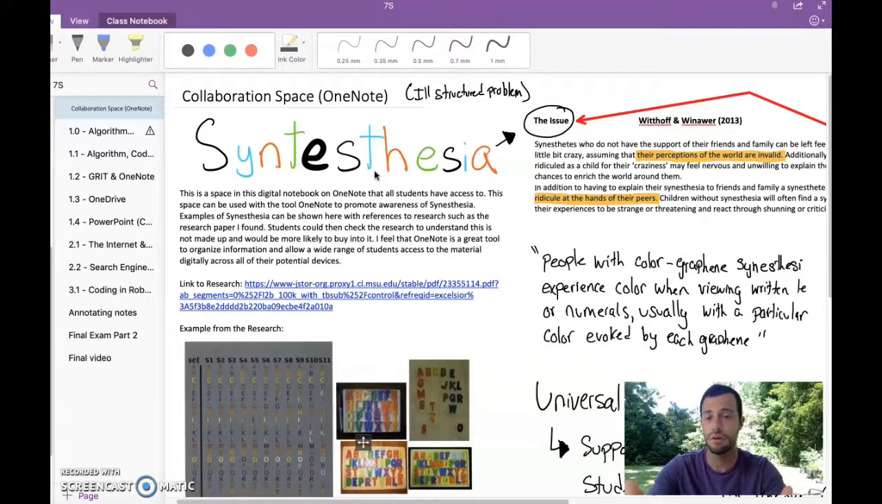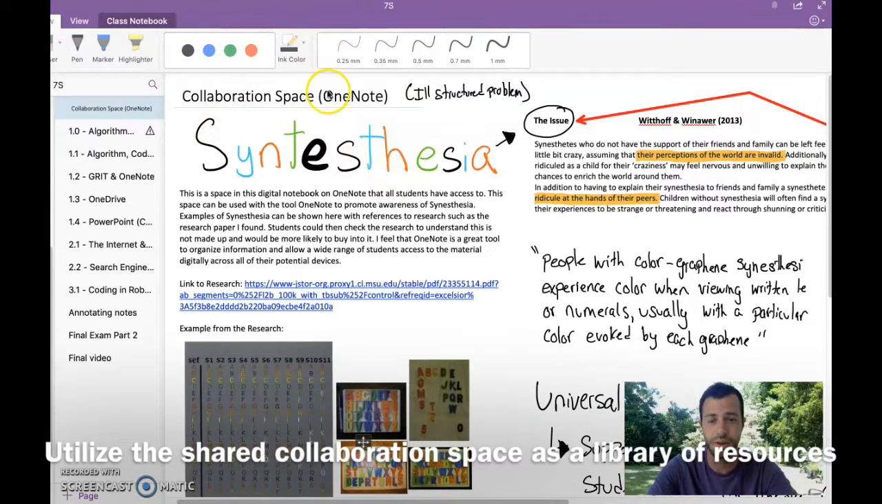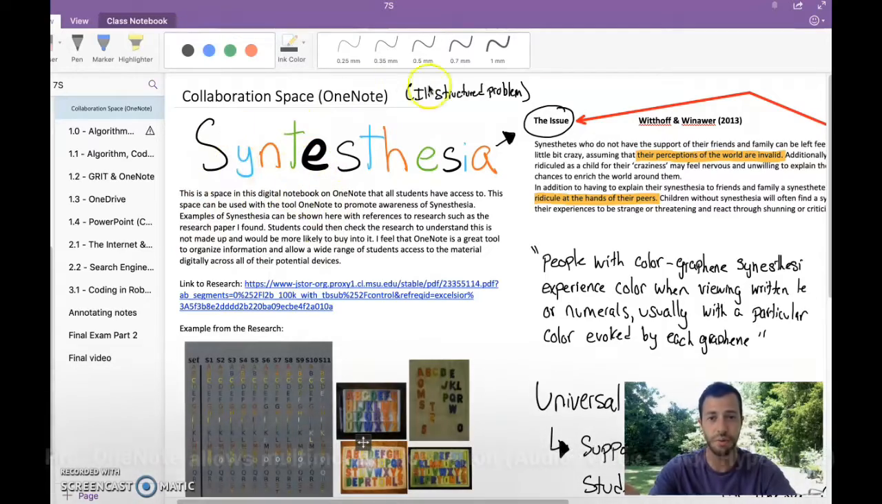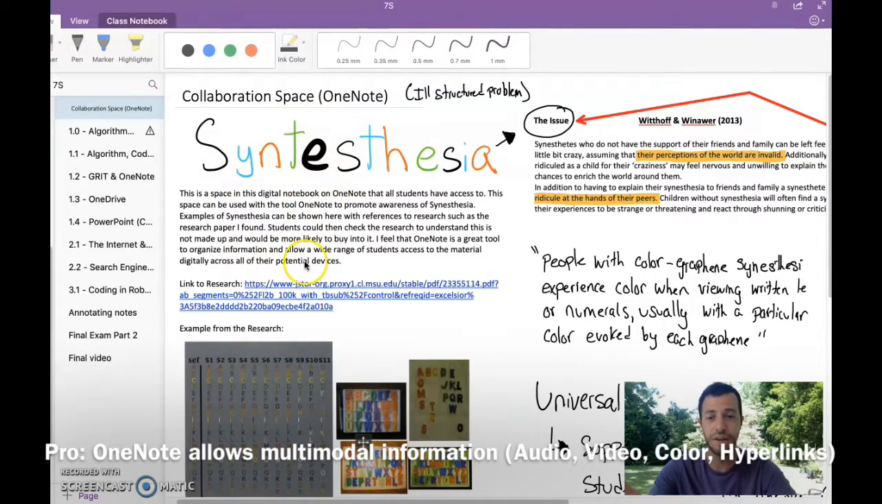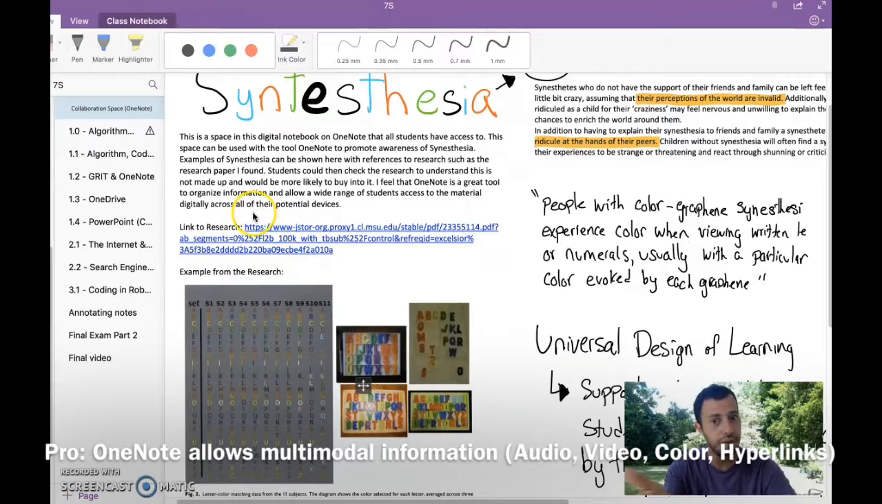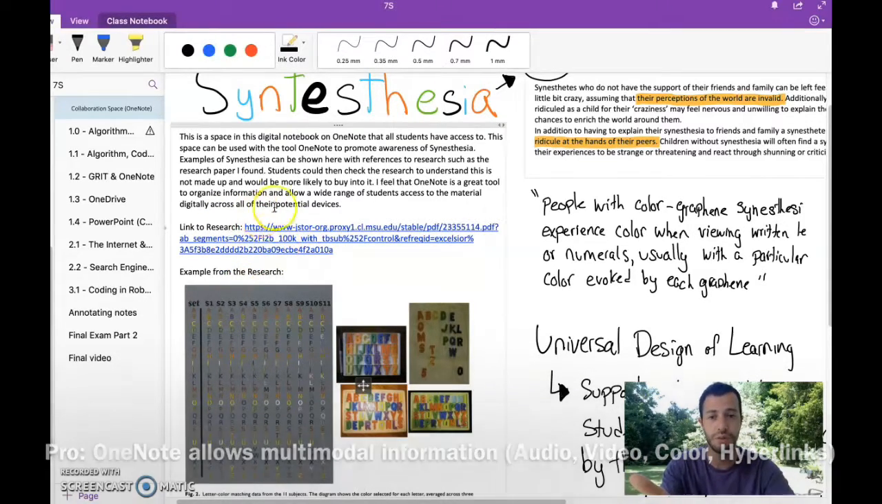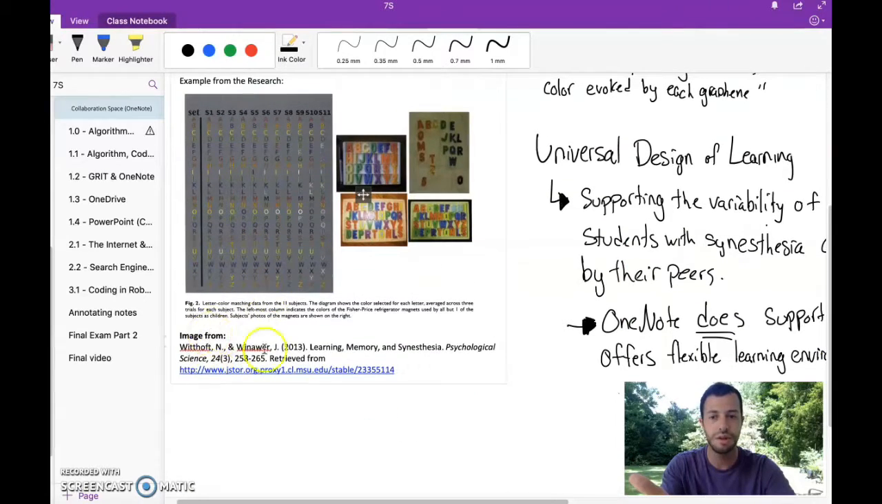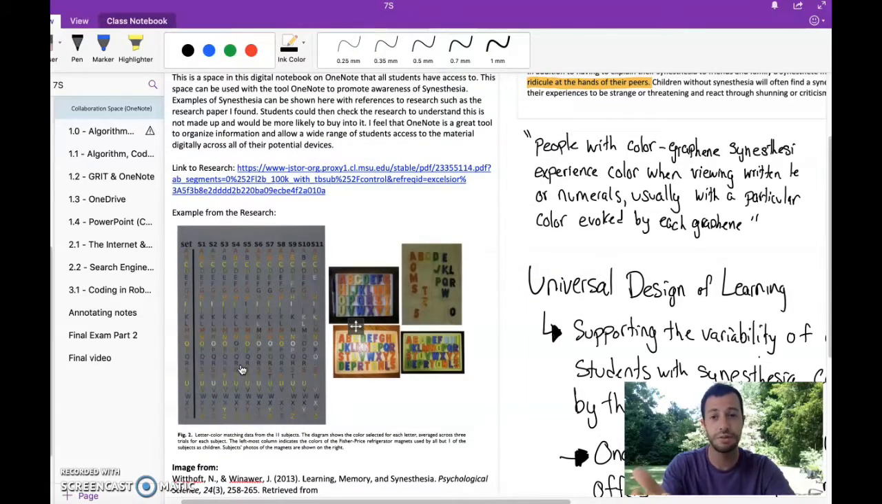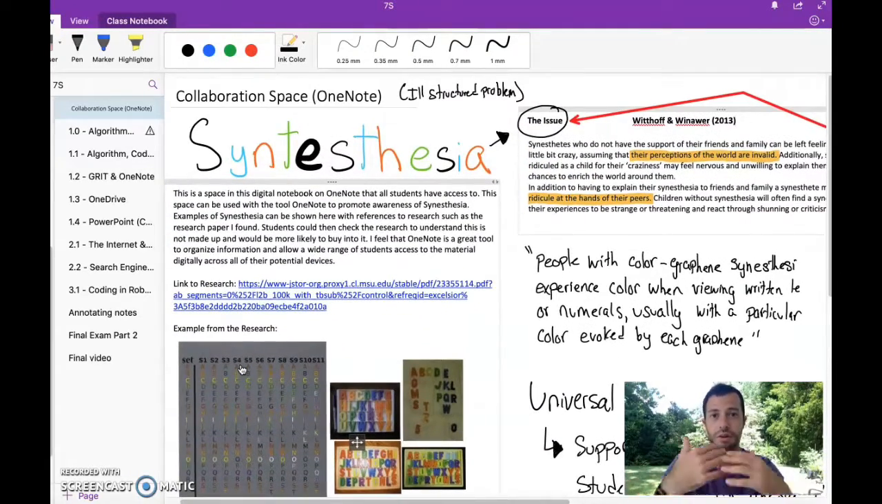And the method that I'm going to use is a collaboration space page, which means that in OneNote, all students have access to a page that has a good amount of information showing what synesthesia is, both visually and with an explanation. And then students can, if they choose, or if they don't believe it, go read real research about this topic, in which you can post the research there with links, pictures, and source who the research is from.